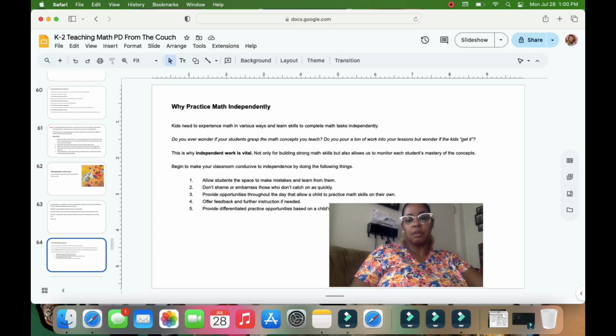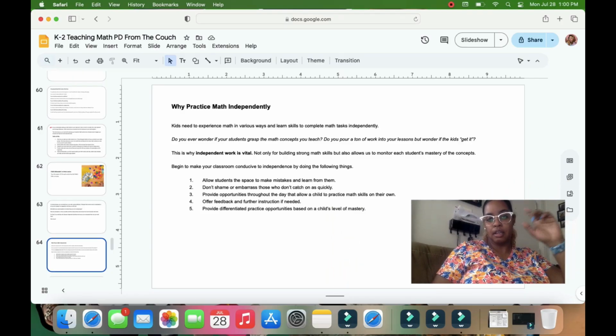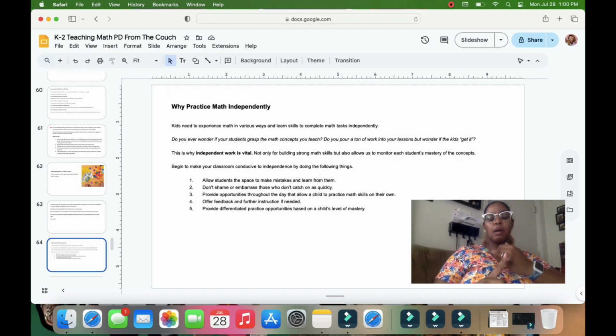So when practicing math independently, why do we need to do that? Kids need to be able to experience math in various ways and learn skills to complete those math tasks independently. Do you ever wonder if your students grasp the math concept that you taught, or that you're teaching? Do you pour a ton of work into your lesson plans but wonder if the kids even get it? This is why independent work is vital, not only for building strong math skills, but it also allows us to monitor each student's math mastery of the concepts.